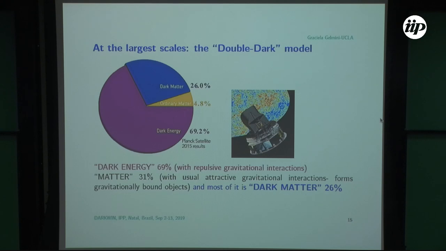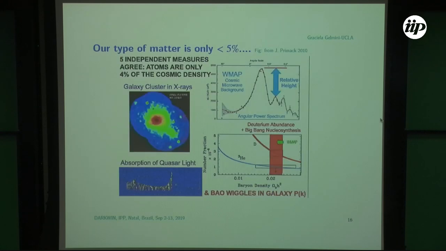The outcome is really surprising: dark energy, which has repulsive gravitational interactions, comprises about 70% of the mass of the universe. The rest, 30%, is matter. But most of the matter is dark. It's dark matter, about 25%. Our type of matter is subdominant.